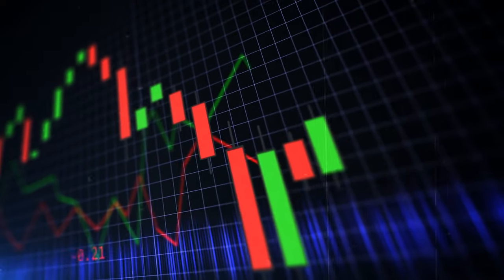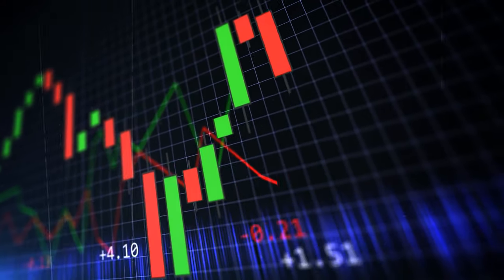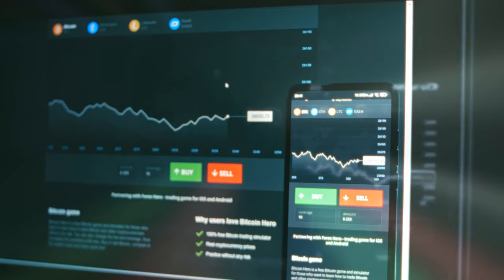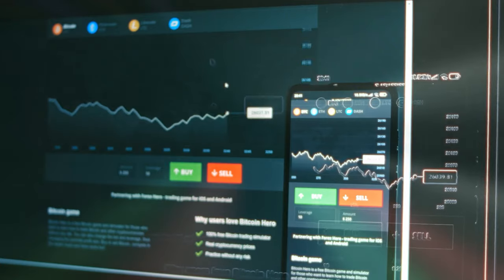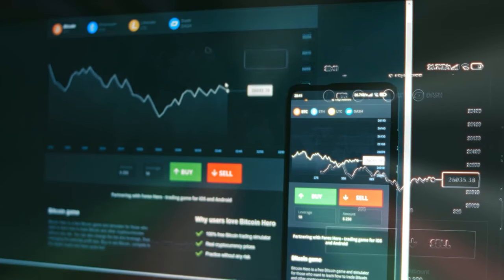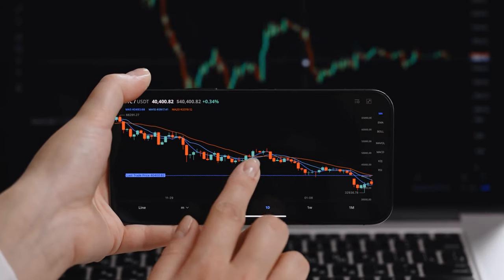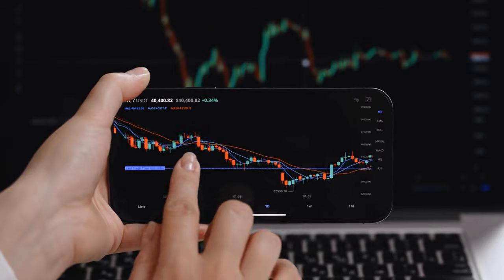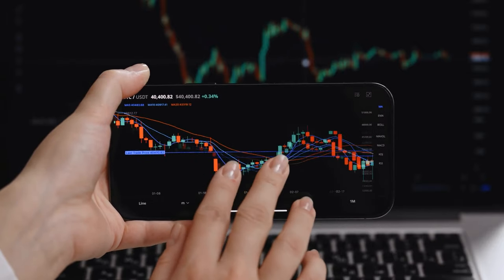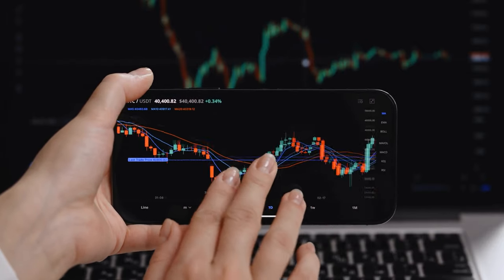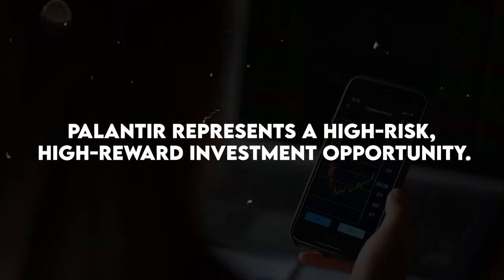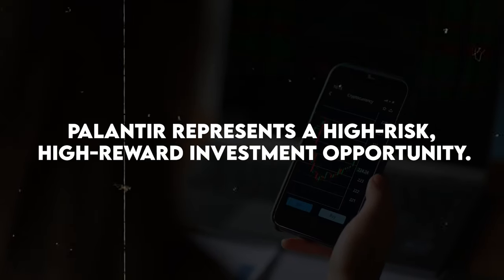However, Palantir's strategic initiatives to expand its commercial client base and its continued innovation in its product offerings could lead to significant growth opportunities. If Palantir can successfully navigate these challenges and secure long-term contracts, it has the potential to deliver substantial returns for investors. Given its innovative solutions and strong market position, Palantir represents a high-risk, high-reward investment opportunity.